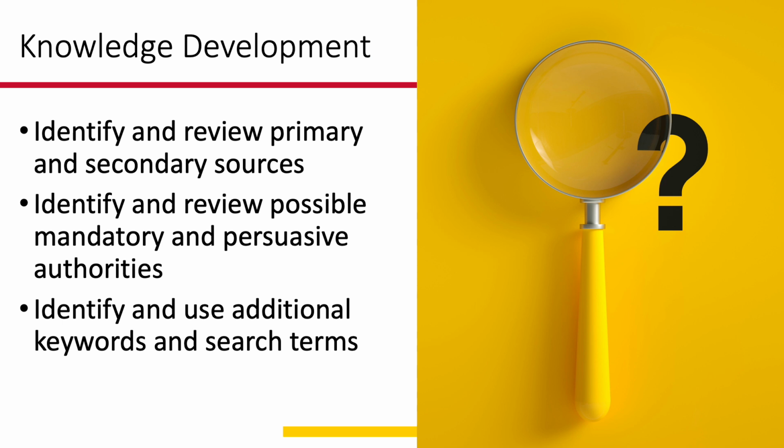The next step in our research process is knowledge development. This is where you start to identify and review primary and secondary sources. You start to identify and review possible mandatory and persuasive authorities. And also you start to continue to build out that research vocabulary. You're identifying more keywords, search terms, terms of art.